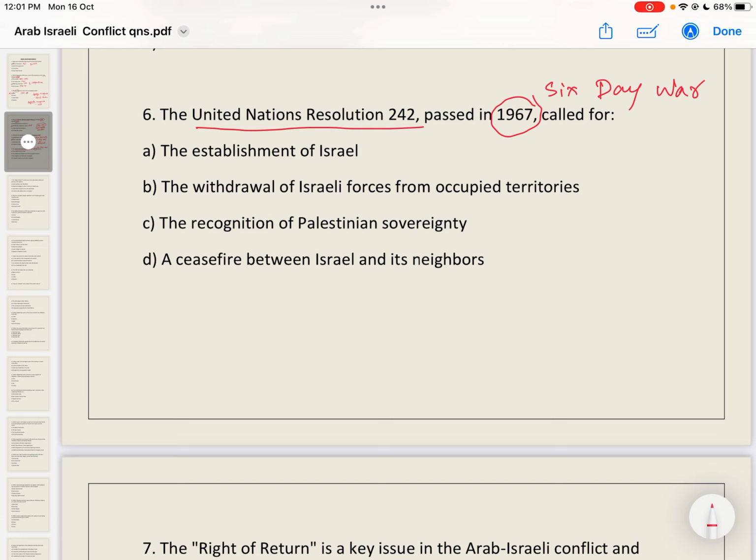Now, what happened after that? After the other countries lost the 6-day war, the UN Resolution 242 was passed. What did they declare? They asked for withdrawal of Israeli forces from occupied territories. So that is your right answer. See, this is not asking for a ceasefire, because this happened after the neighbors lost the war and they approached the United Nations demanding that their territories be returned to them. But obviously the Israelis refused to do that.